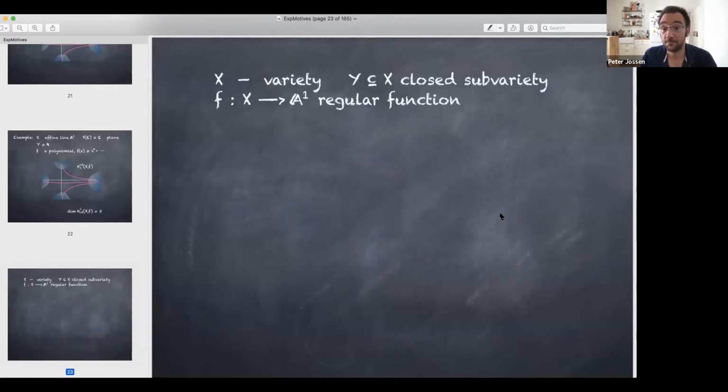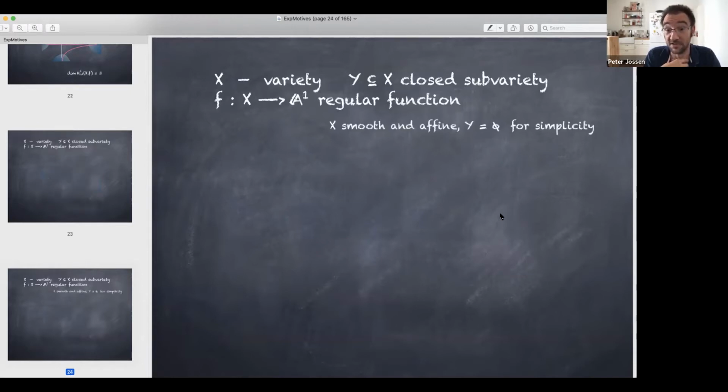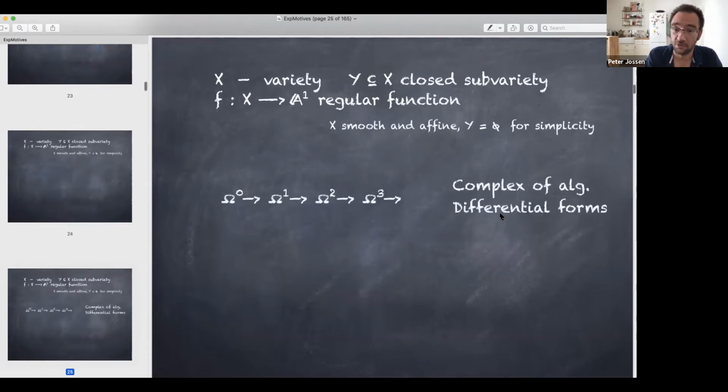Here is another one. Again, I'm starting with a variety X, some closed subvariety, and a regular function. But to explain how this cohomology works, I'm going to assume, just for simplicity, that X is smooth and affine and Y is empty. So if we have this, we can look at the complex of differential forms on the variety X. So omega 0, these are the 0 forms. So if X is Spec of A, then omega 0 is just the algebra A.